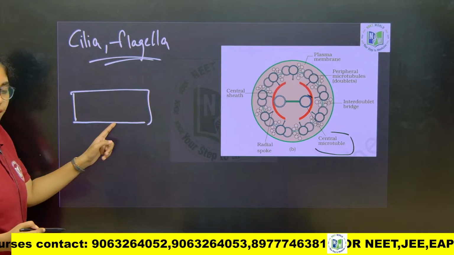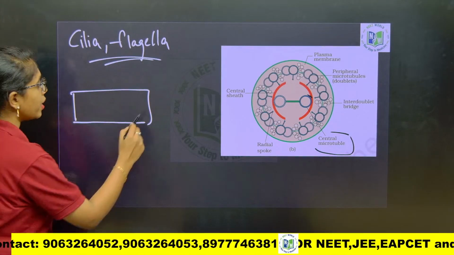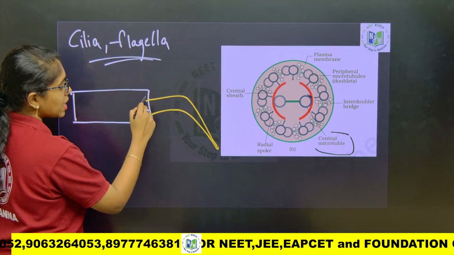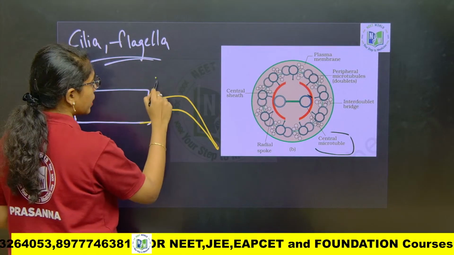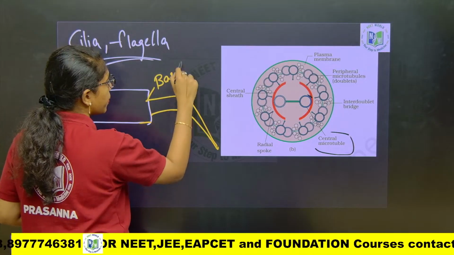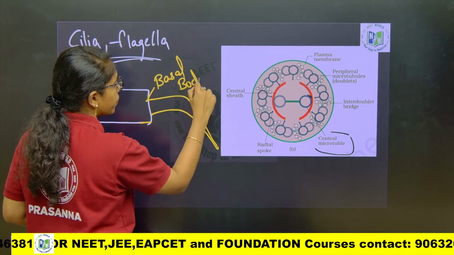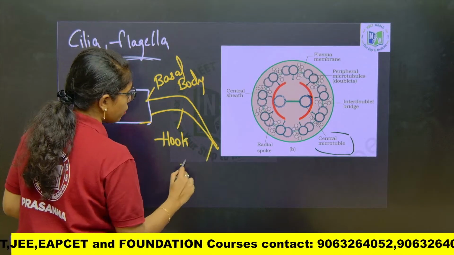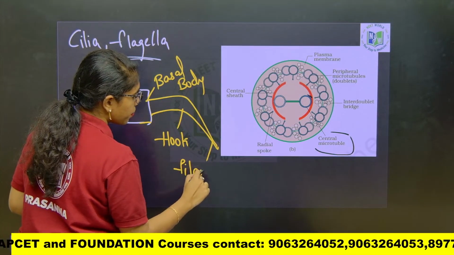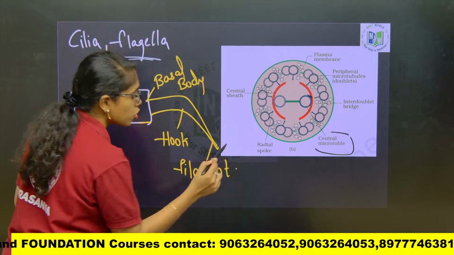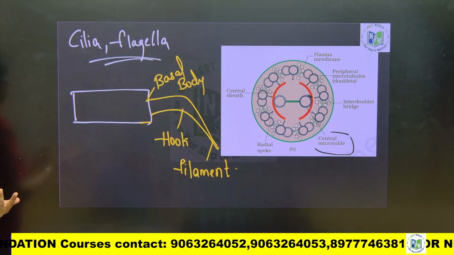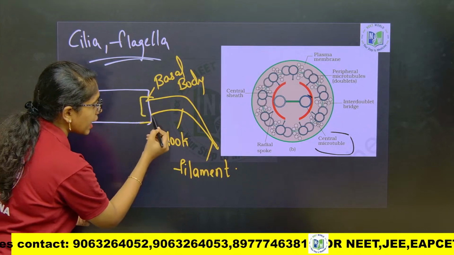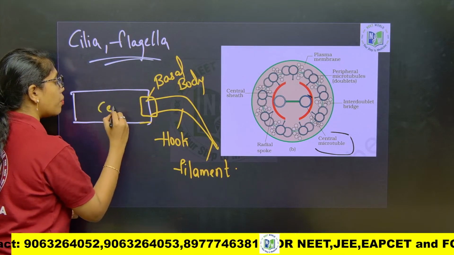So, flagella will be the extensions of cell wall, right? So, it will be extending like this. Fine. So, flagella will be having 3 parts, right? What are they? Basal body, hook and filament. So, you have basal body, hook and filament for the flagella. This basal body is connected to the cell wall with the help of centriole.